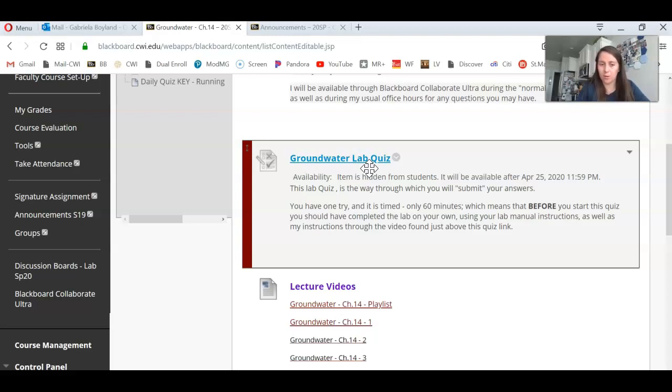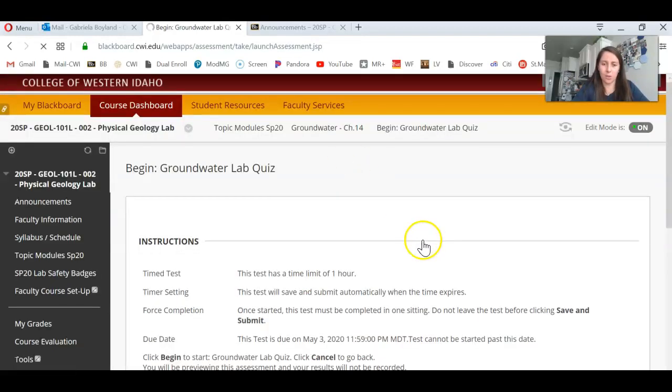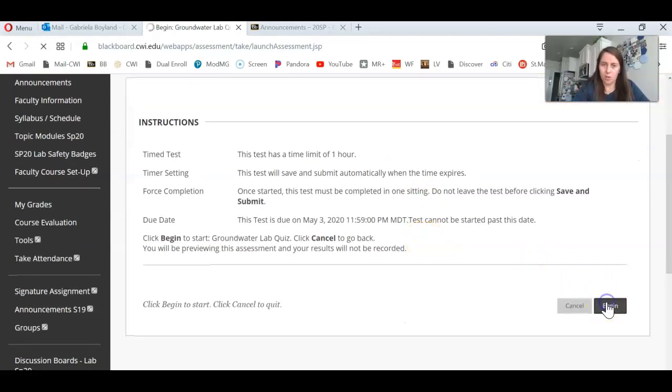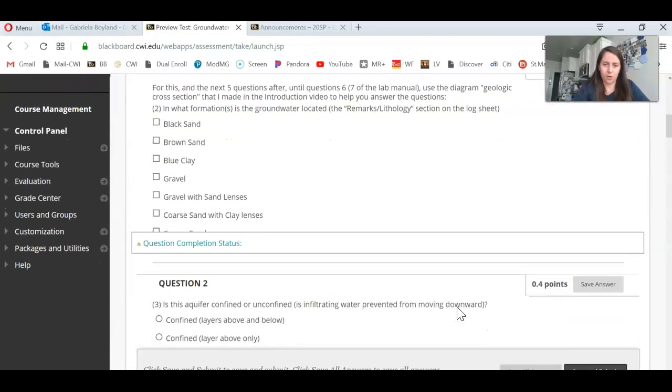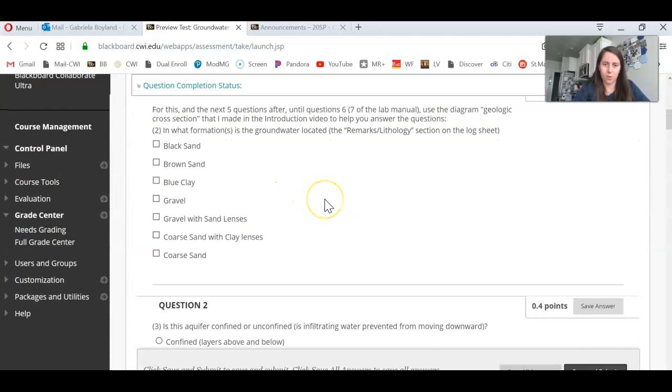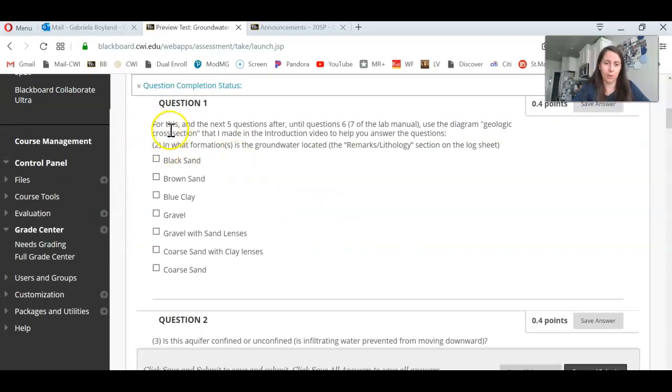This is a quiz that doesn't let you exit out of it, so you have to complete it once you start it. So how it looks, it's like this. So the first question, as I said, corresponds to question 2. Here I tell you that for this and the next 5 questions until question 6, which in your lab manual is question 7, use the diagram geologic cross-section that I made in the intro video to help you answer those questions.